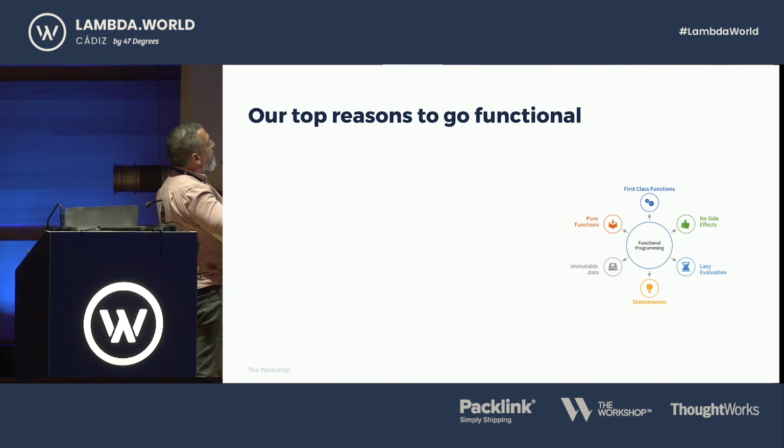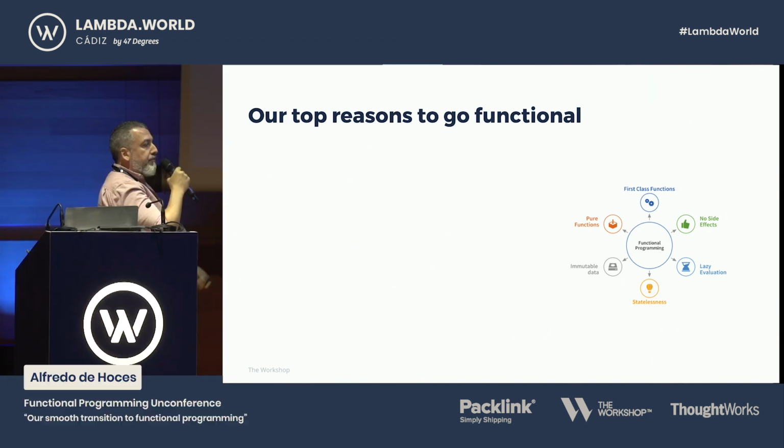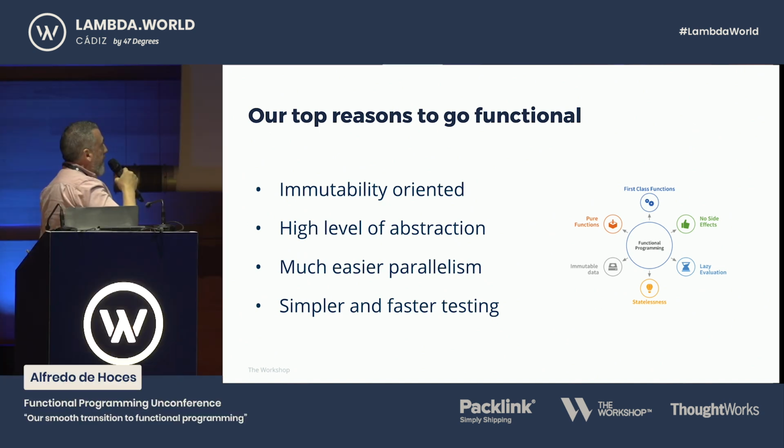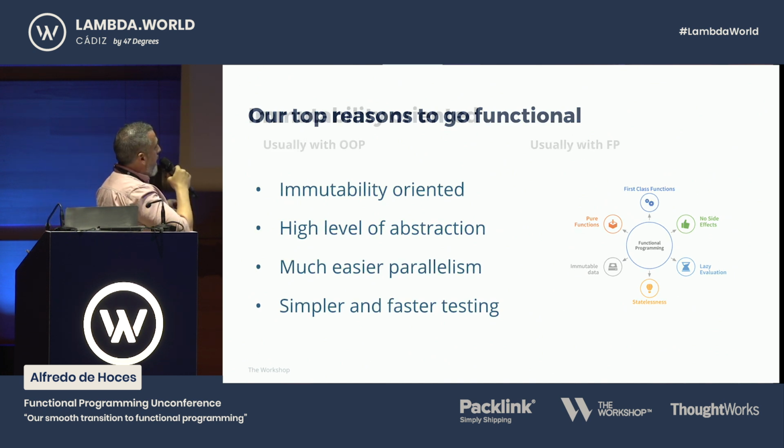And after considering a whole lot of things we liked, a whole lot of things we thought maybe were at risk or we were not clear about, we came up with 4 strong reasons to move forward to functional programming. First of all, immutability-orientation, the high level of abstraction it provides, the much easier way of handling parallelism, and then simpler and faster testing. So let's get into each one of these in a little bit more detail.